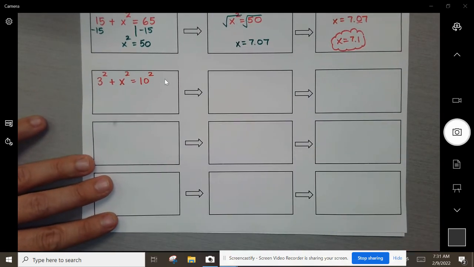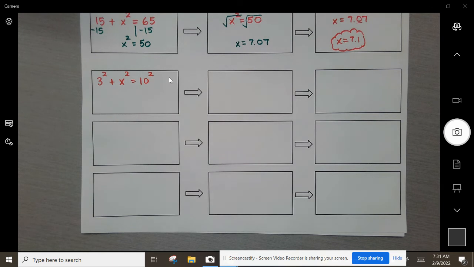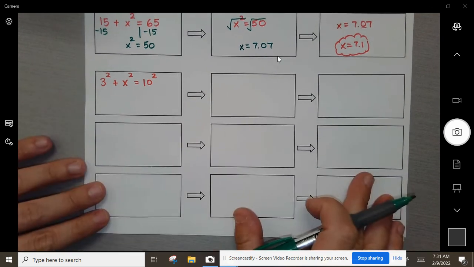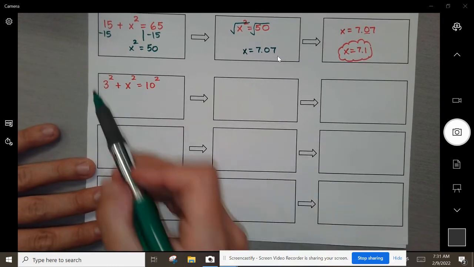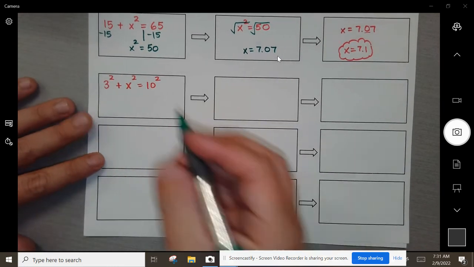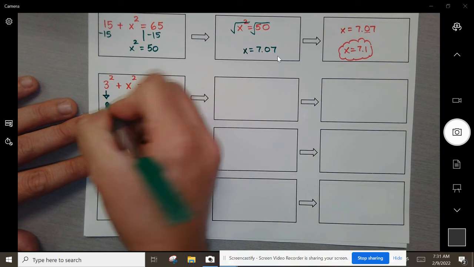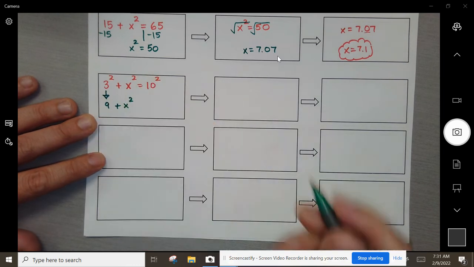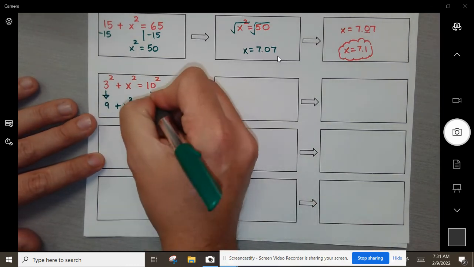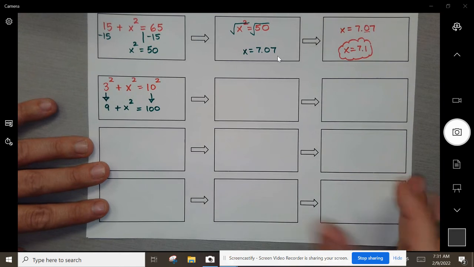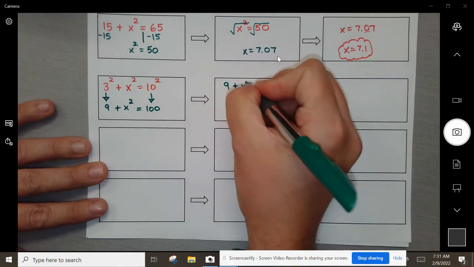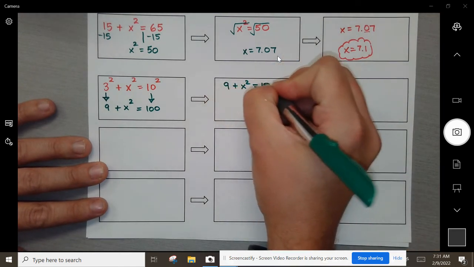Write this out. When you look at this, I would love for you to set this up properly if you can. And first step, I would say, is to square the numbers. You should know what 3 squared is. You should know what 10 squared is. So 3 squared is 9. We can't do anything to x squared, right? And then 10 squared is 100. All right, so go ahead and put that out here. 9 plus x squared equals 100.